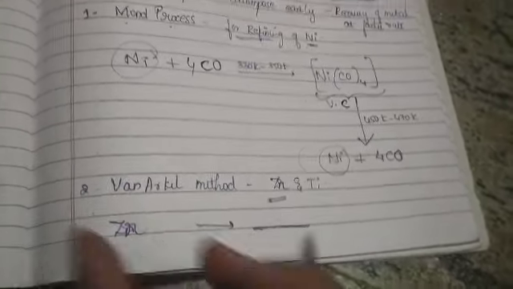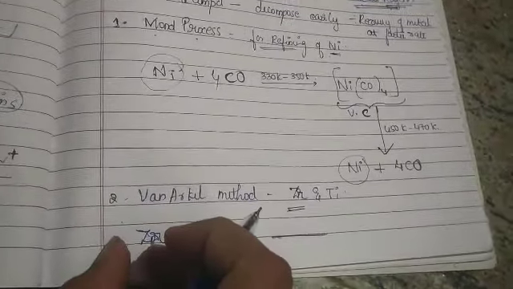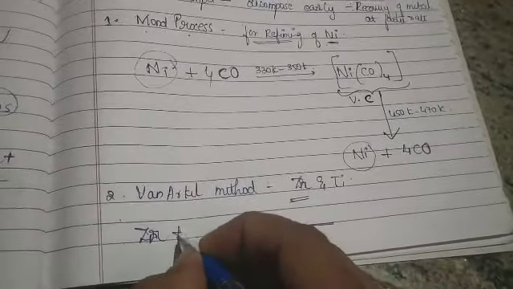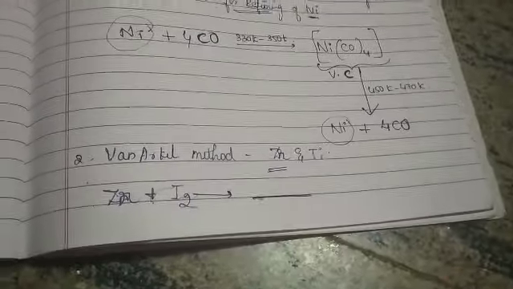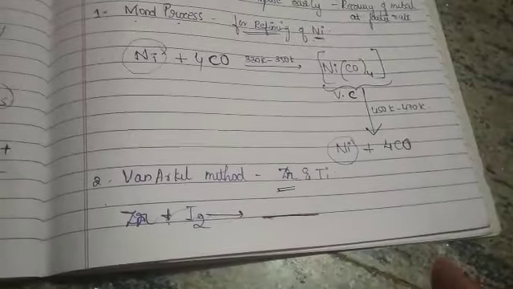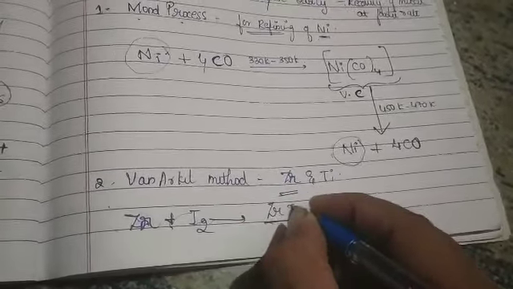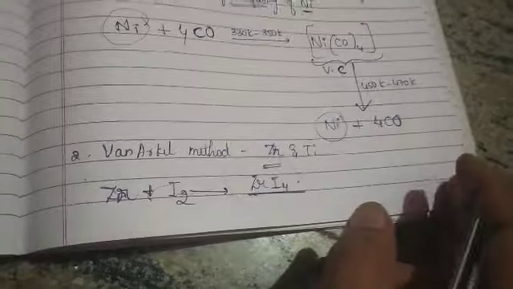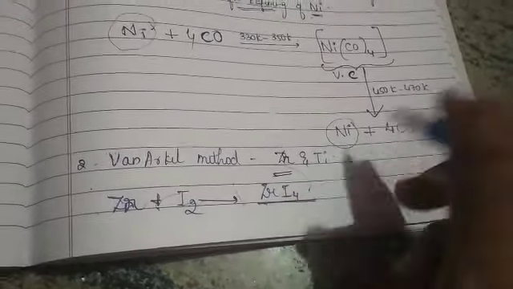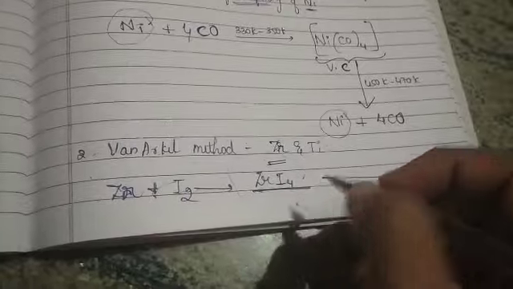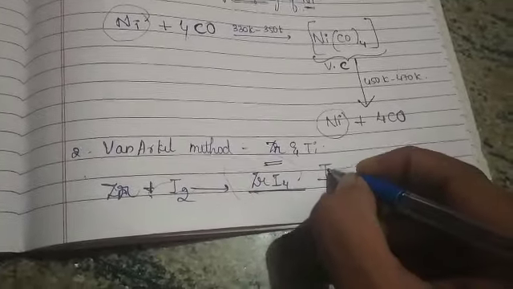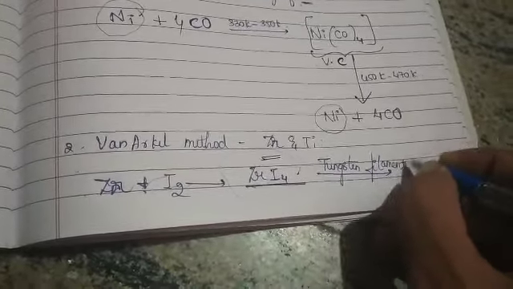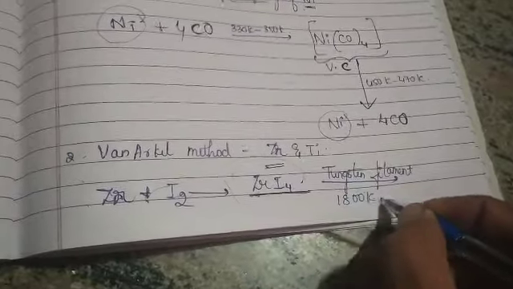So basically, your crude metal, that is, your metal having impurities, is first heated in an evacuated vessel with iodine, I2. First, it will get converted to a volatile compound, zirconium iodide, ZrI4. Since this ZrI4 is covalent in nature, it is then thermally decomposed, and it is decomposed specifically on a tungsten filament at a temperature of nearly 1800 Kelvin.